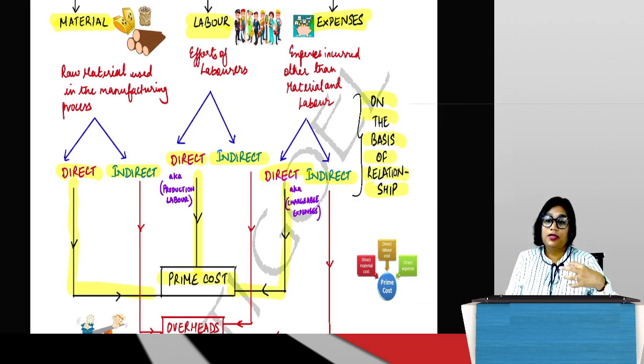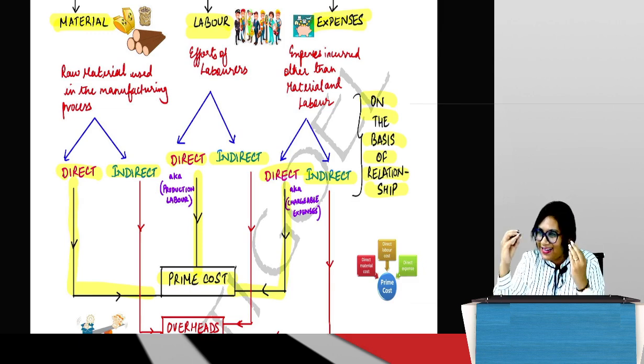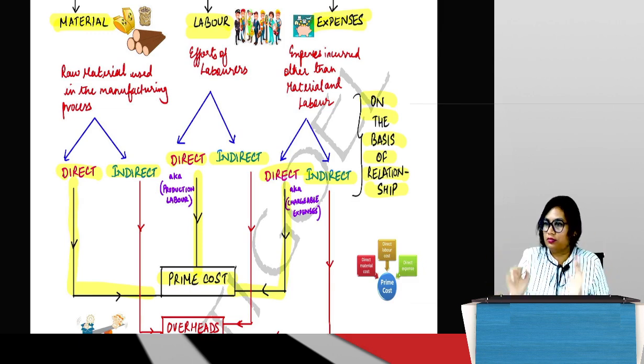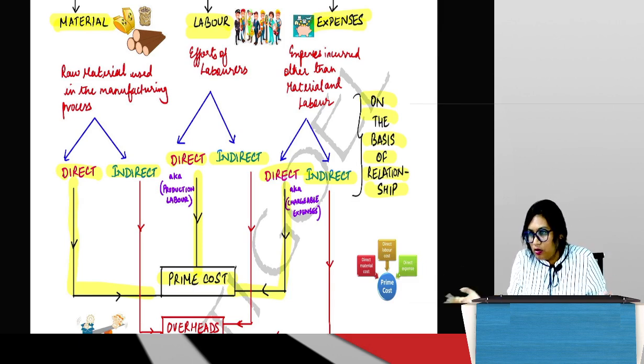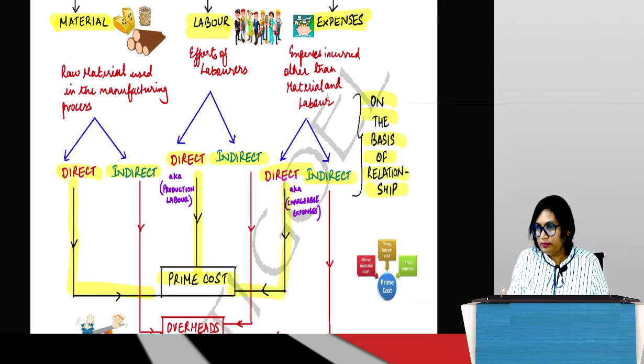What are direct costs? Direct costs are those costs which can be identified on a per unit basis, which means when I see 1 unit of the product, I exactly know what is the cost. If I don't know what is the cost, then that becomes an indirect cost, because indirect cost will include calculations. Guys, is it okay? So indirect costs are those costs which cannot be identified on a per unit basis.